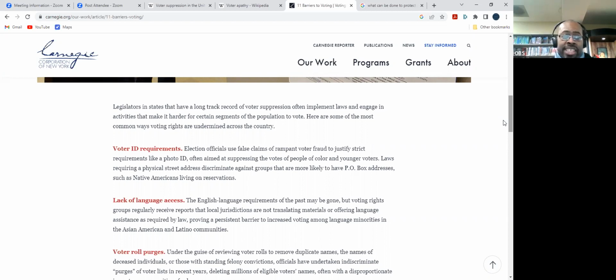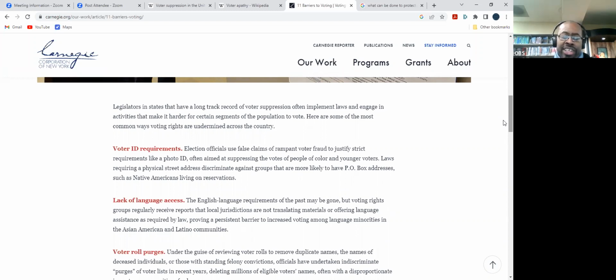So let's look at some of the common barriers to voting rights in the United States. One, of course, is voter ID requirements. Election officials use false claims of rampant voter fraud to justify strict requirements like a photo ID, often aimed at suppressing the votes of people of color and younger voters. Laws requiring a physical street address discriminate against groups that are more likely to have a P.O. box address, such as Native Americans living on reservations.